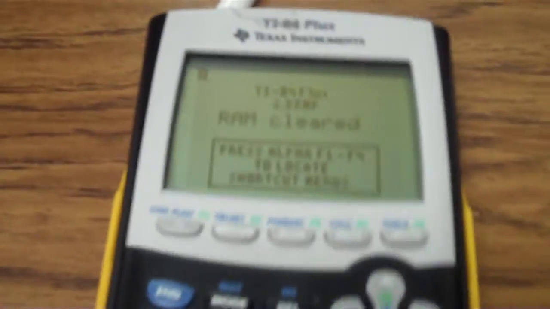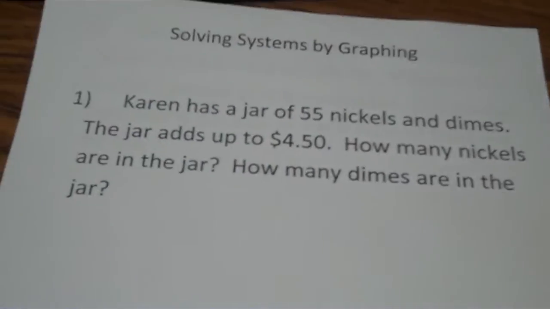You need to make sure that you have your note paper and a calculator. Go ahead and clear the memory so we can start fresh. So second plus 7, 1, 2 clears the memory of our calculator. Okay, so this is what we got.